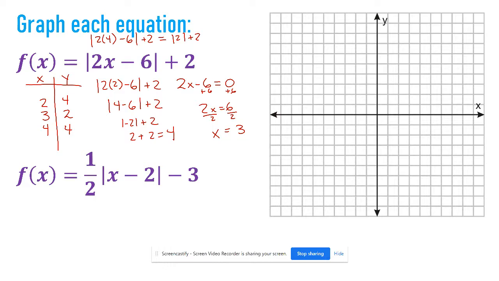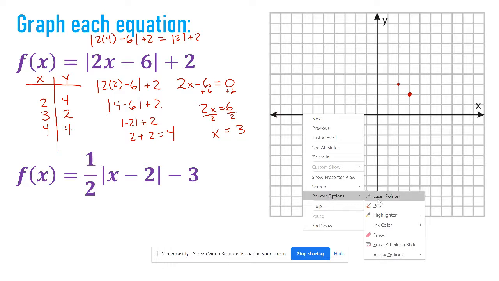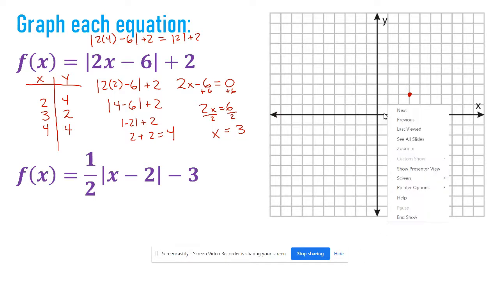So let's go ahead and plot what we have. We have a point at 3, 2. Like I said, that should be the vertex point where the absolute value comes to a point. Because again, this is going to be V-shaped. I'm going to have a 2, 4. Oops, that's the wrong place. And I'm going to have a 4, 4. So let me get that in the right spot.